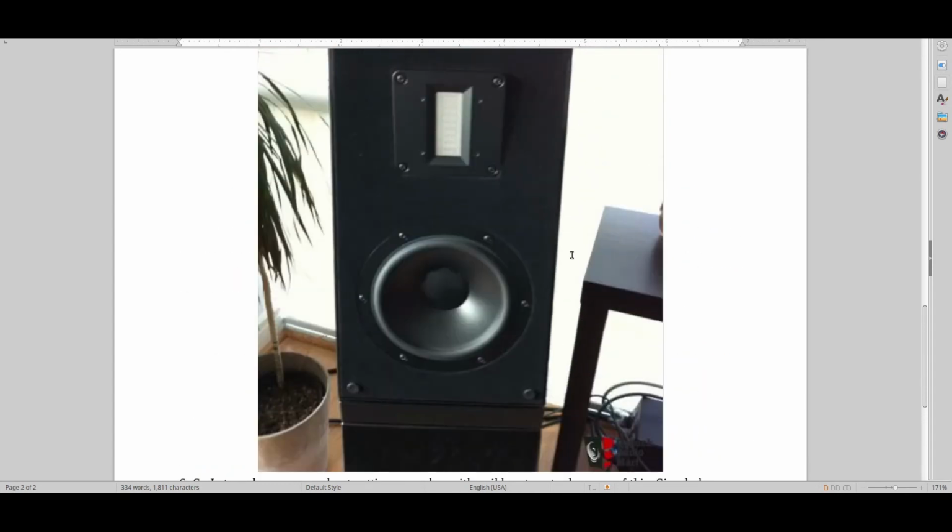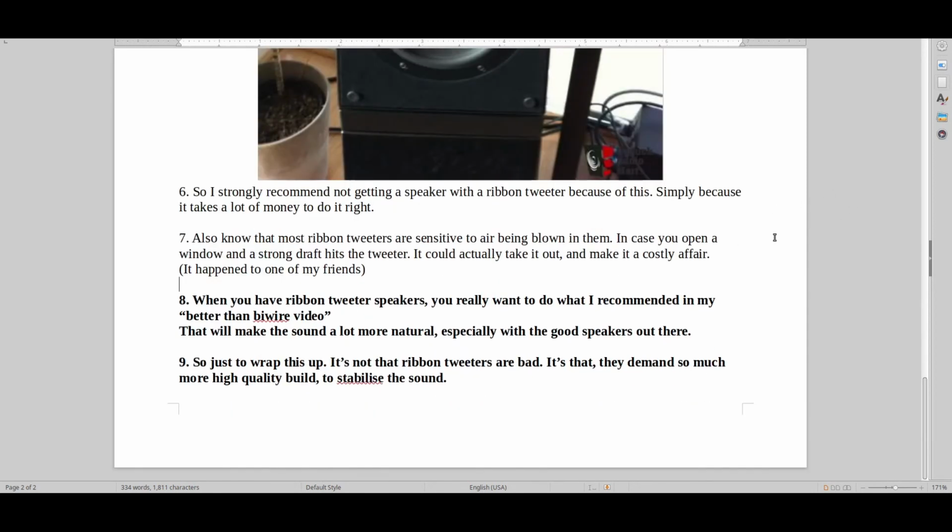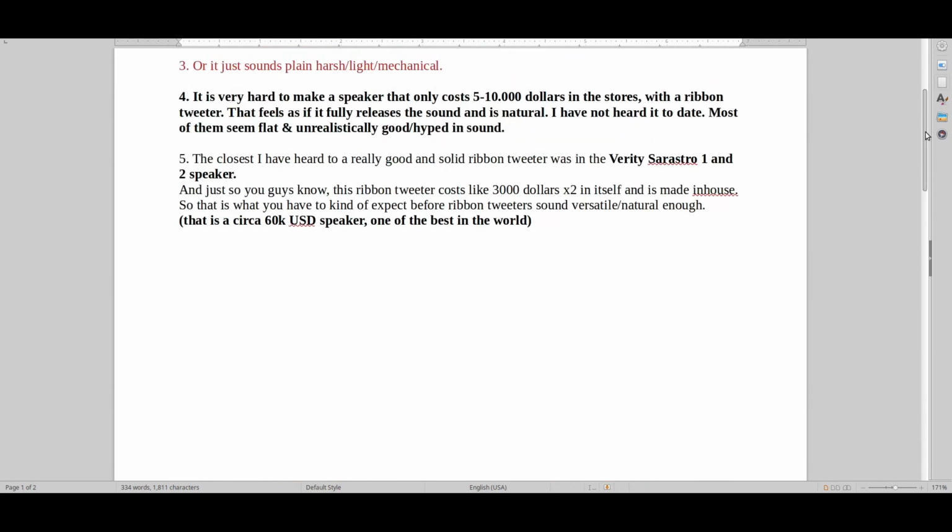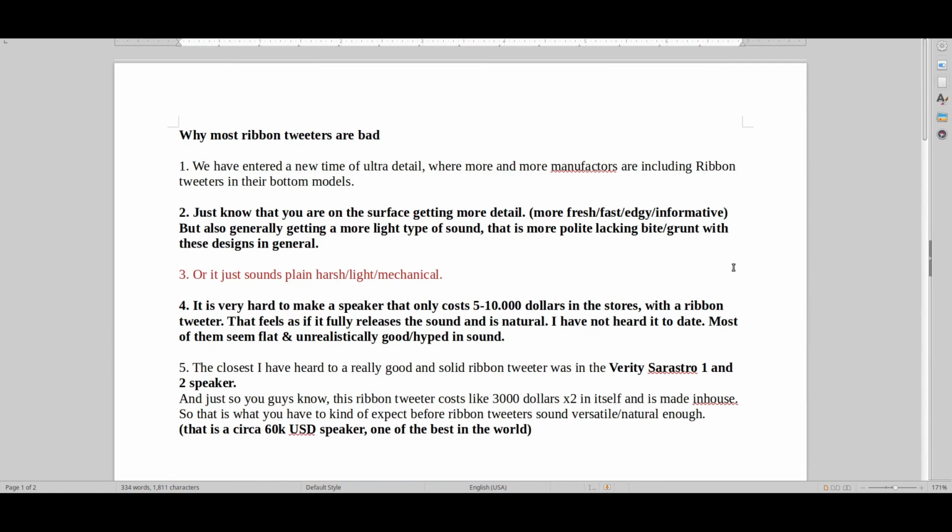So again, kind of a warning to owning a good ribbon tweeter. Some of them are so expensive that in theory it could cost you like $5,000 or perhaps even more if it's a really expensive speaker, getting them both changed. So that's not fun having to deal with that.